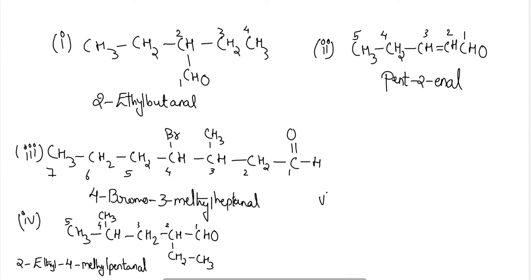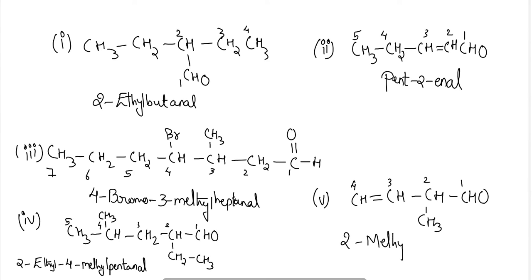Next example we can take here. CH double bond CH, CH, CH3, CHO. We take the longest chain which contains both the functional groups, the double bond and the CHO, that is the aldehyde. So the name of this compound will become 2-methyl pent-3-enal. Pent-3-enal. Okay, so these are some of the ways to name the aldehydes.